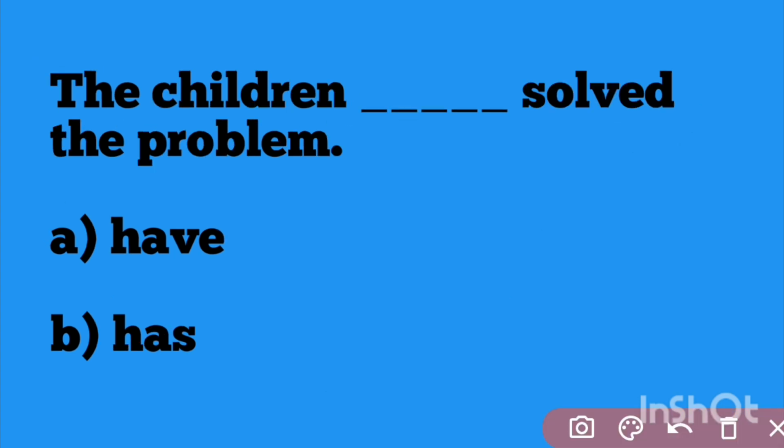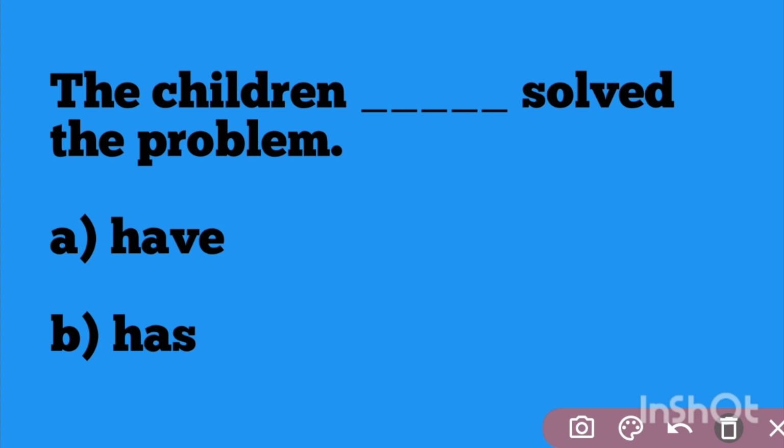The children, blank space, solved the problem. Friends, this is the verb third form. Before that, we have to use an auxiliary verb. And the auxiliary verb will be have or has.